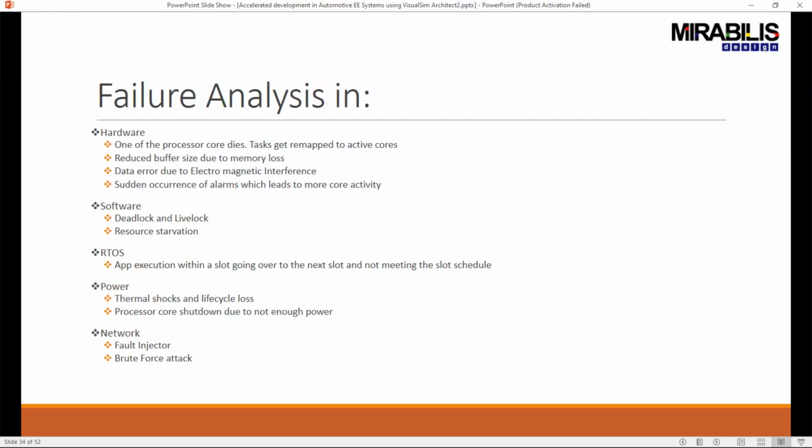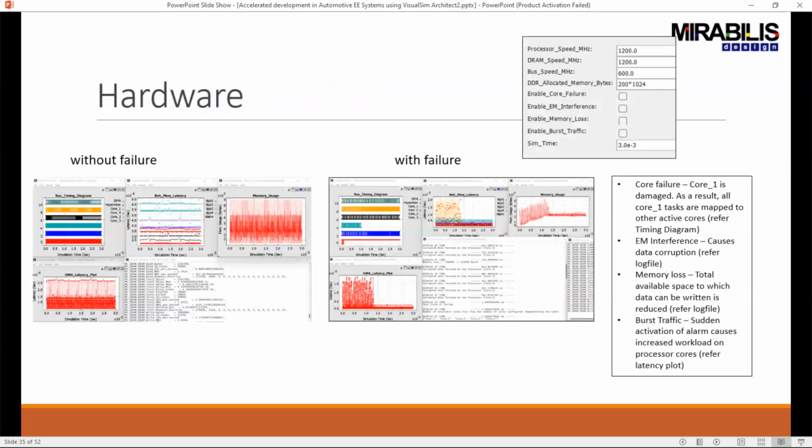So then we will look at the power, where we look at thermal shocks and life cycle loss in processor core shutdown. And at network failure, we will look at a fault injector and a brute force attack methodology. So under hardware, we could see the parameter list.